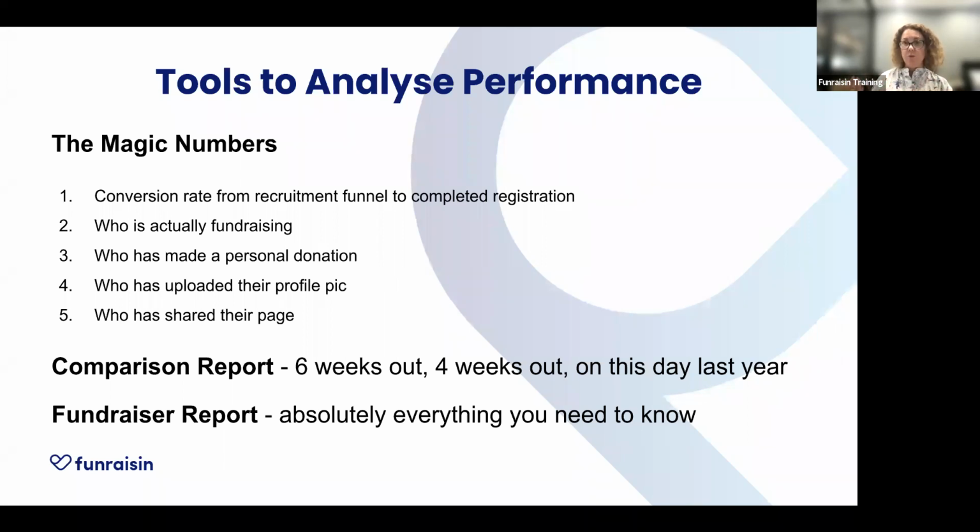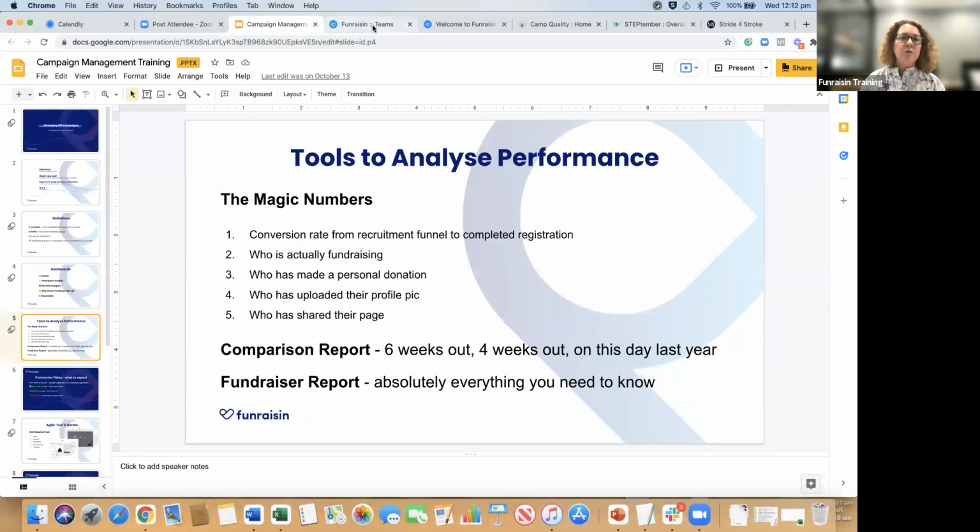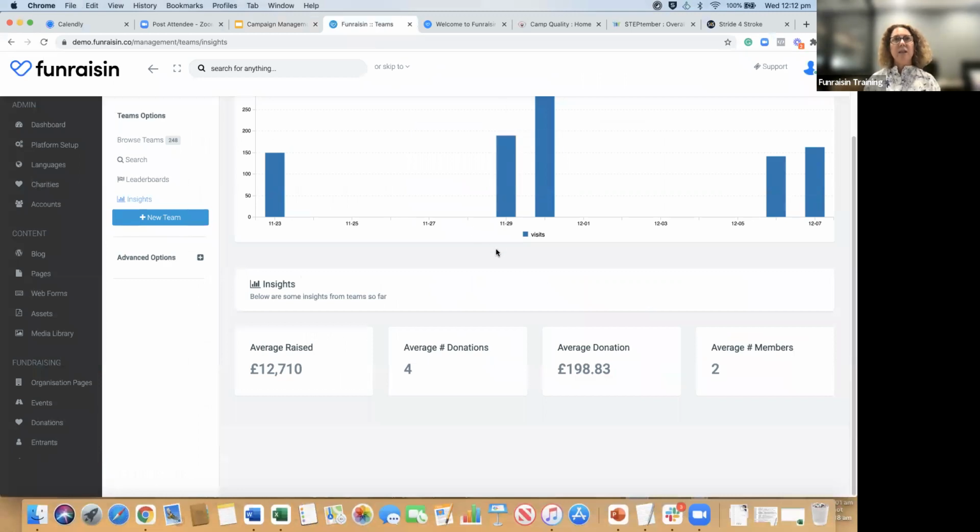You might want to run that report every 2 to 3 business days, perhaps, if you've got a really fast moving campaign with lots of entrants. If it's early on, you might just want to run it once a week, just to keep in touch with everything. But one of the things I would like to show you is a really great way to keep in touch with how many of your entrants are actually fundraising.